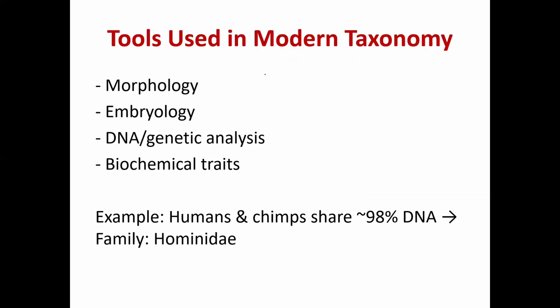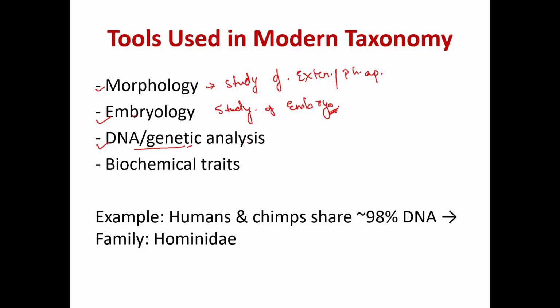Tools used in modern taxonomy. What are the tools we use to identify, classify and name organisms in taxonomy? One tool is morphology. What is morphology? Basically, it's the study of external features, physical appearance. Then there is embryology, the study of the embryo when it forms and converts into a fetus. So the study of how the embryo forms, the stages of the embryo, that is embryology.